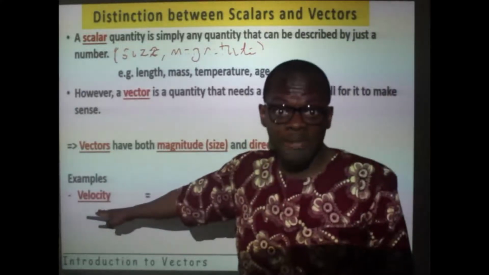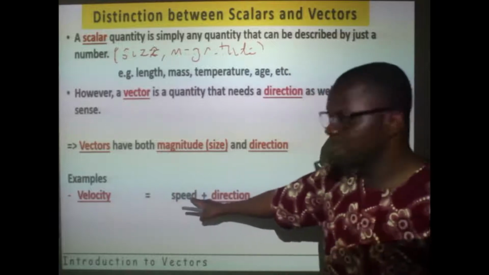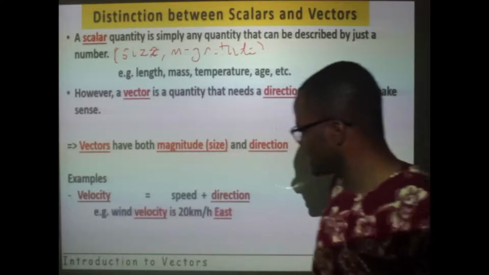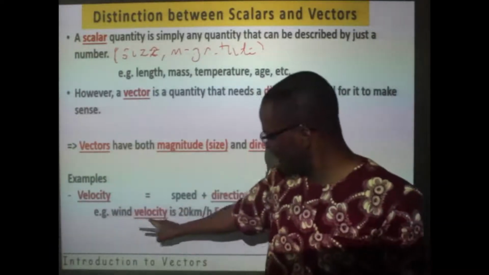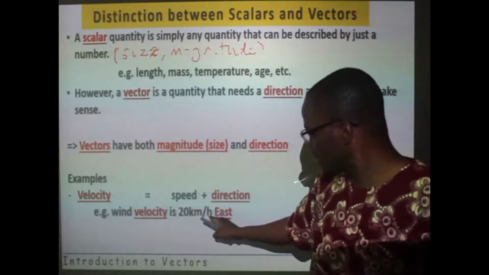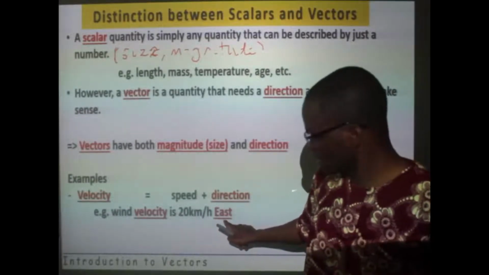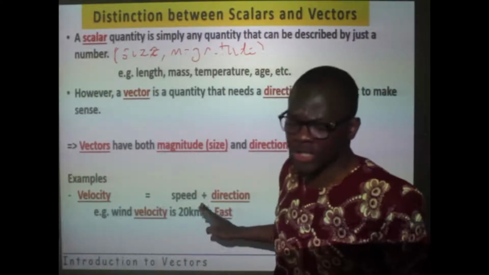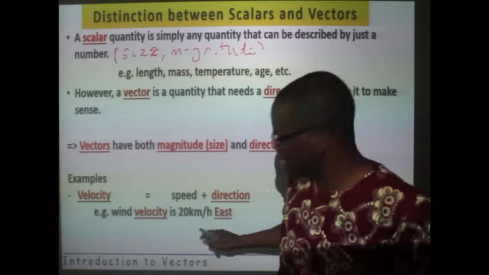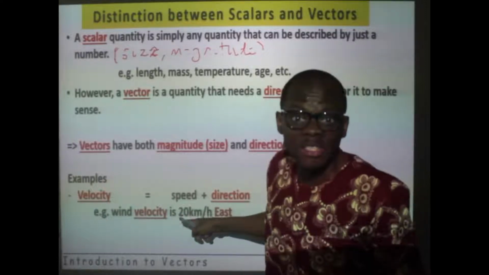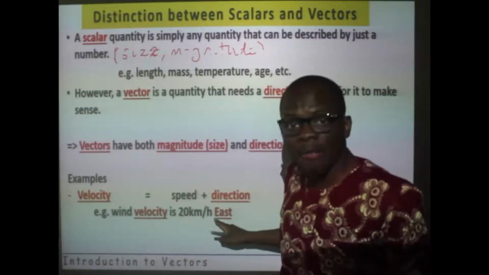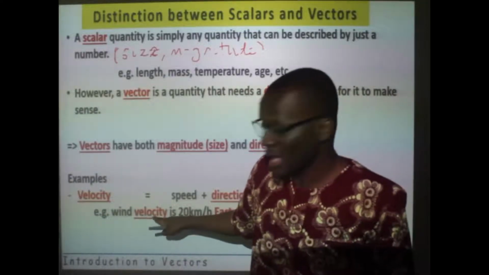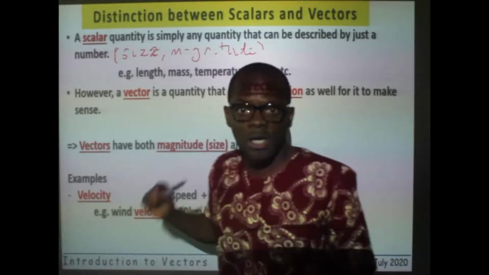Okay? And here are some examples. Velocity is a good example of a vector quantity, and it's speed plus direction. Okay? And here's an example. For example, the wind velocity is 20 kilometers per hour east. Alright? So if you don't put the direction, then this becomes speed, just speed, alright? But with the direction, that makes this velocity. And of course, a vector quantity.